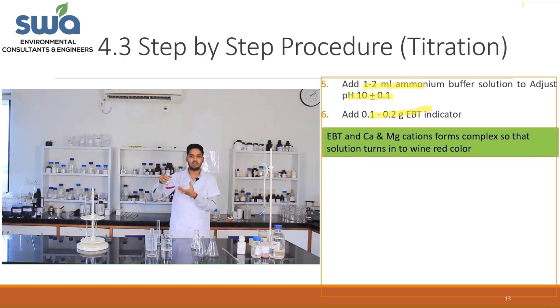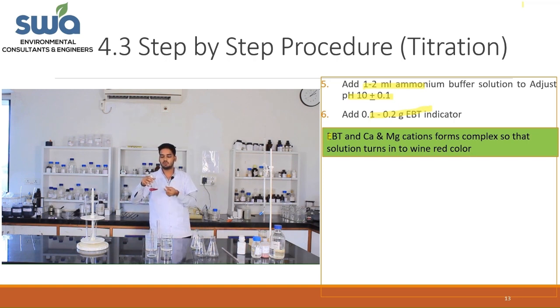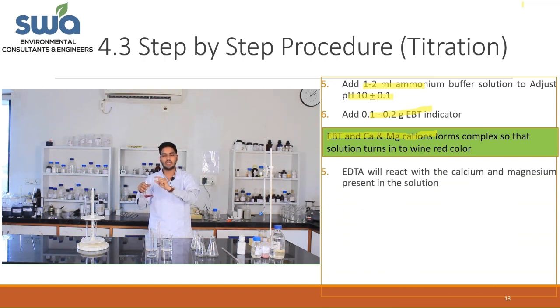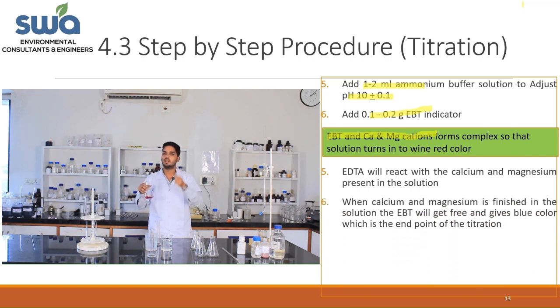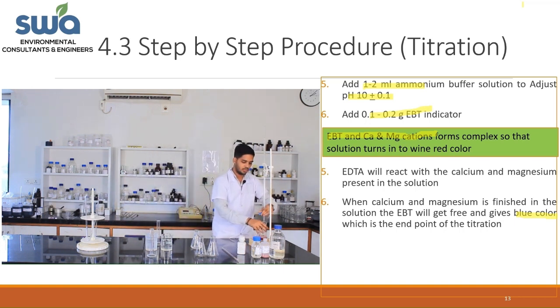So what happened in this solution is the EBT is bound to the calcium and magnesium ions present in the sample. So that's why the EBT and calcium magnesium complex is giving wine red color. Now when we add EDTA into this solution, the EDTA will combine with those ions, magnesium and calcium, and when the calcium and magnesium ions are finished, the EBT will get free and the end point will appear. The end point of the titration is steel blue color. So we will now rapidly titrate this sample.